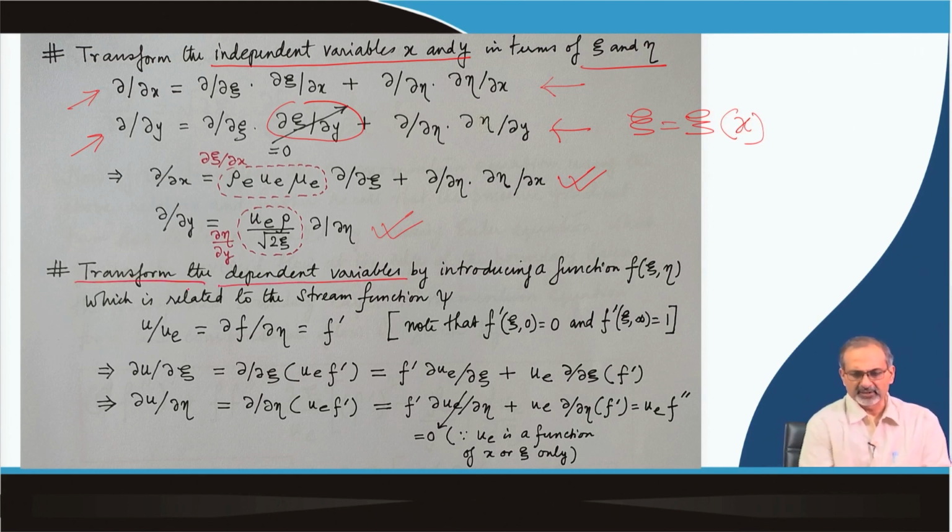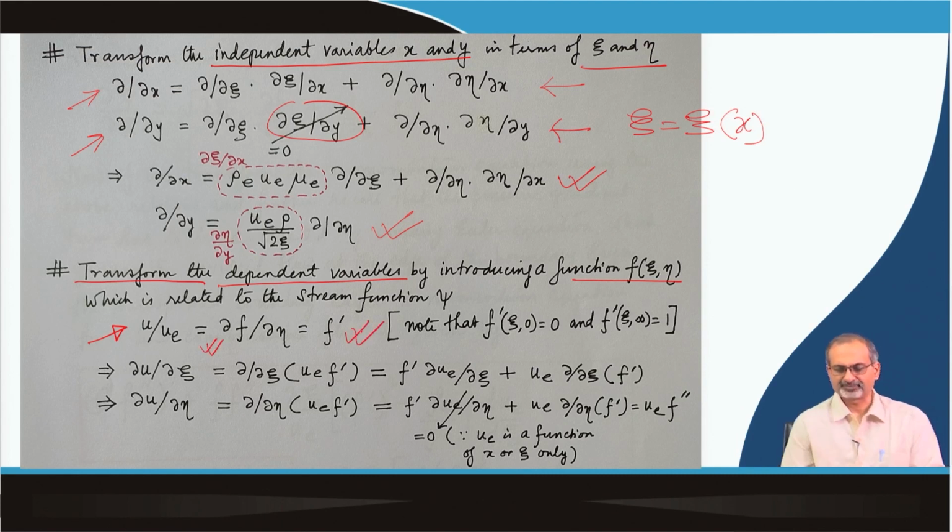Then we transform the dependent variables by introducing a function f which is dependent on both xi and eta, and we will show later that it is related to the stream function psi. We define u by ue, which is basically the ratio between the streamwise velocity within the boundary layer at any location eta or y scaled with the free stream velocity ue, and it is given by del f del eta or f dash.